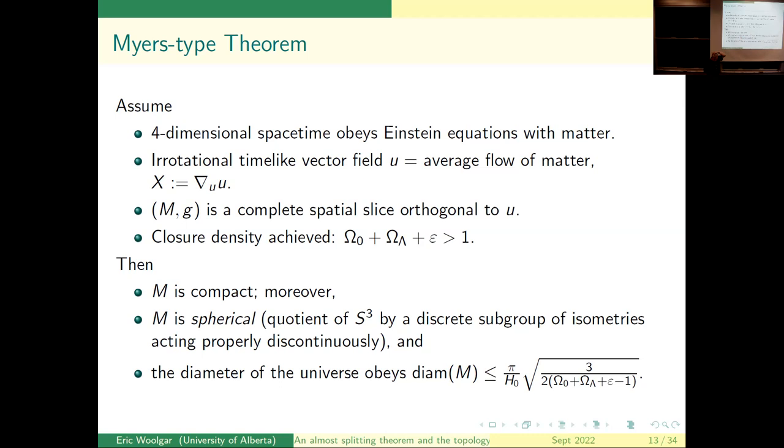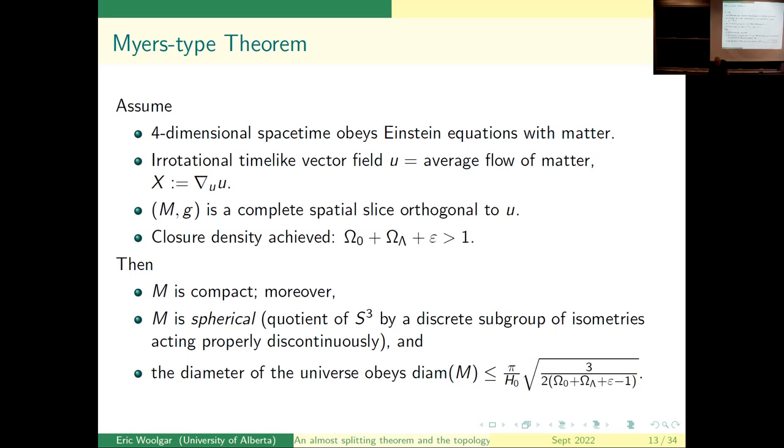So then in that case, M is spherical. It has to also be true. Not only are you closed, but you have to have a finite covering group. You have to have a finite fundamental group. And so therefore you're covered by the three sphere, and you can only be the three sphere or a quotient of the three sphere by all of these words put together. You can estimate the diameter of the universe this way, by the way.